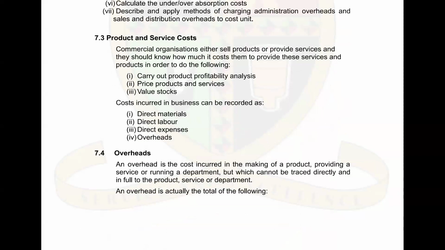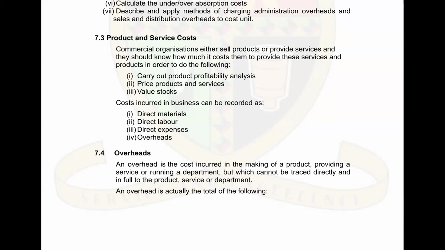These are overhead costs. Are they the costs that cannot be traceable to the product? For example, the salary of the security guard. Is it something like that? Exactly. By overhead, we mean all the indirect costs.